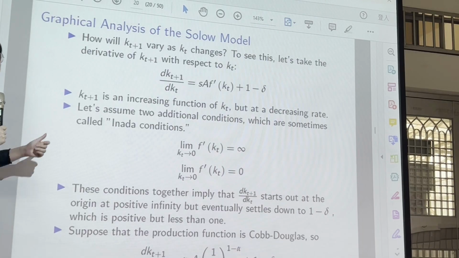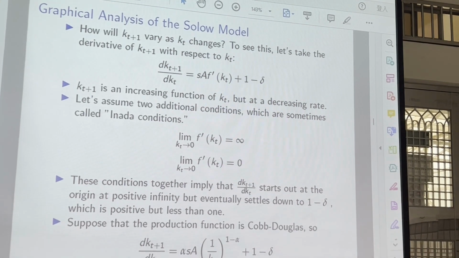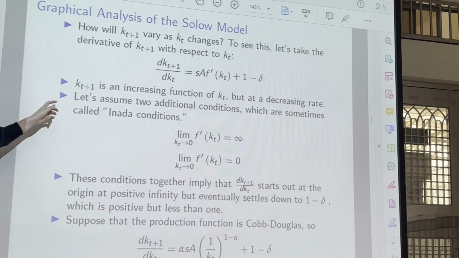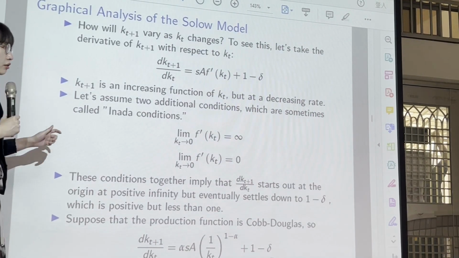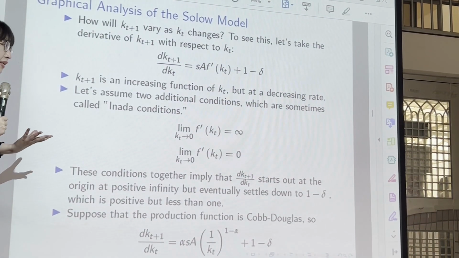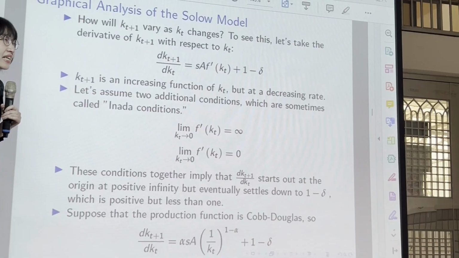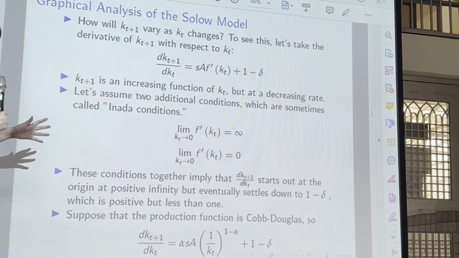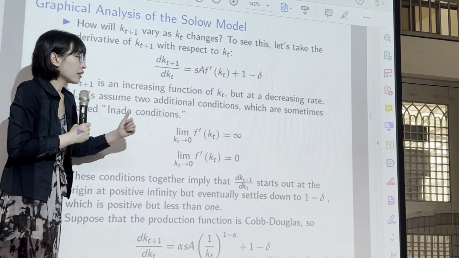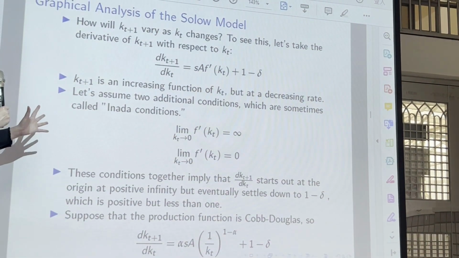But I would like to introduce some additional conditions that guarantee there will be a unique and stable equilibrium, or steady state solution, okay? These are called the Inada conditions. They are kind of technical assumptions that serve to guarantee a unique and stable solution, alright? So before I show you that, let's take a look at what the Inada condition looks like, okay?